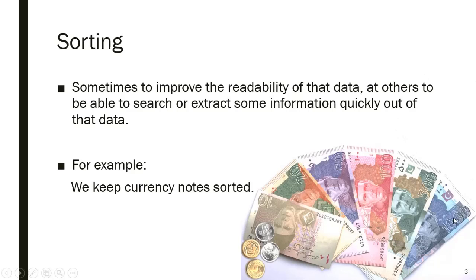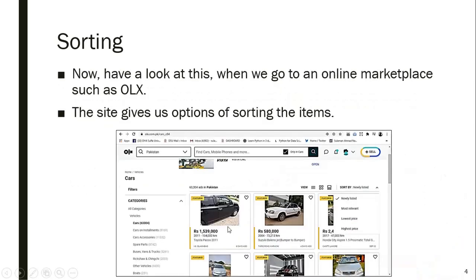You keep the bigger notes at the end. For example, if you have a 1,000 rupee note, you will keep the 500 rupee note above that. If it is in order, it becomes better to visualize, it improves the readability, and you are able to search for your required currency note more easily. So the extraction of information is quick. This is an example which I think all of you use in your daily life.